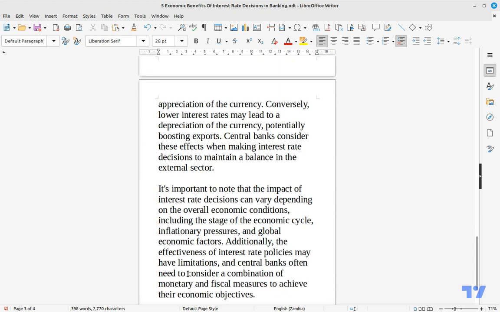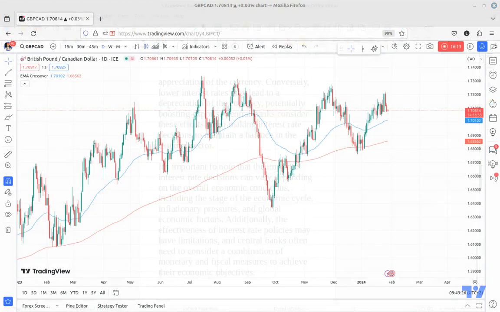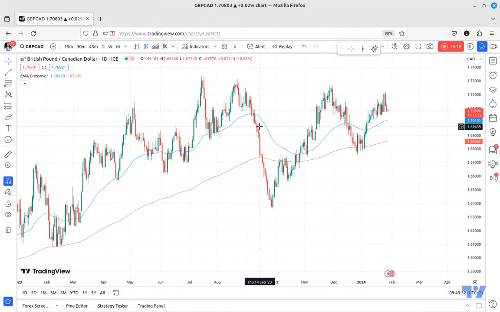So always remember, it's important to note that the impact of interest rate decisions can vary depending on the overall economic conditions, including the stage of the economic cycle, inflationary pressures, and global economic factors. Additionally, the effectiveness of interest rate policies may have limitations, and central banks often need to consider a combination of monetary and fiscal measures to achieve their economic objectives.